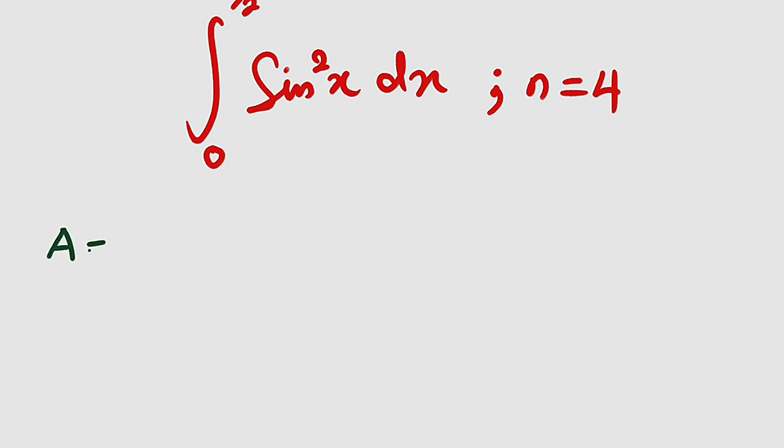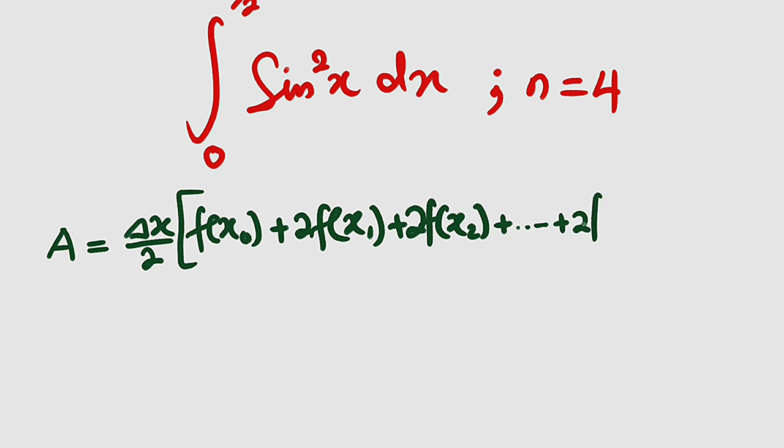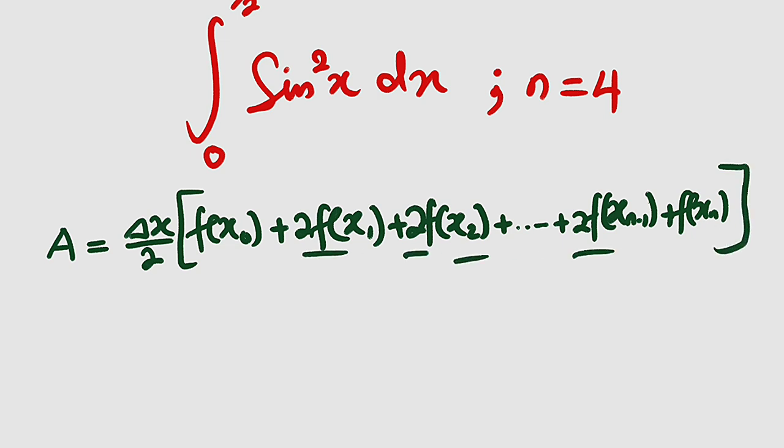A, which is the area, is equal to delta x divided by 2 multiplied by f of x naught plus 2 multiplied by f of x1 plus 2 multiplied by f of x2. You keep on adding up to the second to the last term, which is 2 multiplied by f of xn minus 1, and the last term, which is f of xn. Remember that you only multiply the middle terms by 2. You can see 2, 2, 2, but the first and the last terms remain the same.